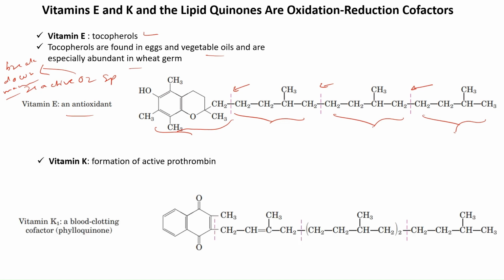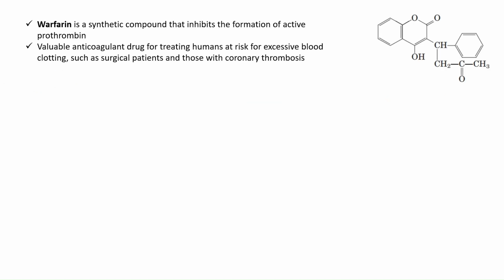Now vitamin K helps in the formation of active prothrombin. Active prothrombin helps in blood clotting. It is known as phylloquinone. So it helps in the blood clotting. Next, warfarin. It is a synthetic compound that inhibits the formation of prothrombin. That means it prevents blood clotting. So warfarin is used for those humans who have the risk of excessive blood clotting, because it prevents the formation of prothrombin and hence prevents blood clotting. So it is generally given to surgical patients or those with coronary thrombosis.